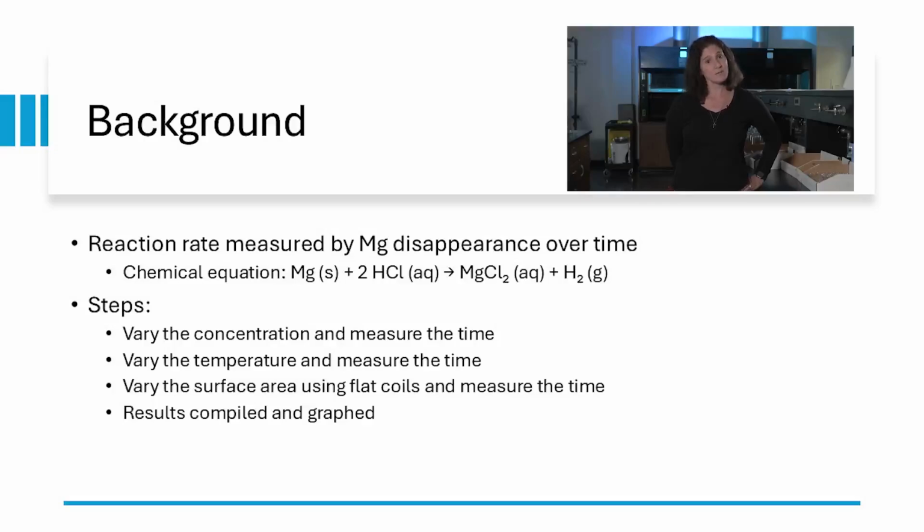We're also going to vary the temperature and measure the time for the magnesium to disappear. And we're going to vary the surface area by coiling our magnesium ribbon. After we get all of our results, we're going to graph them and compare our results.